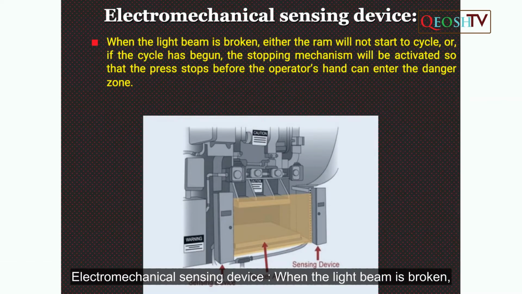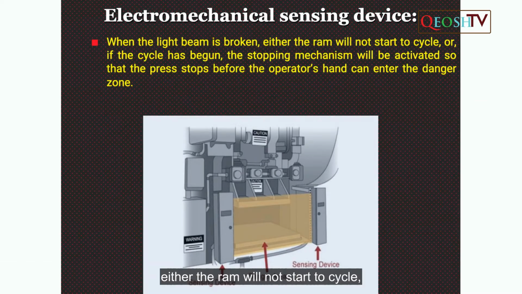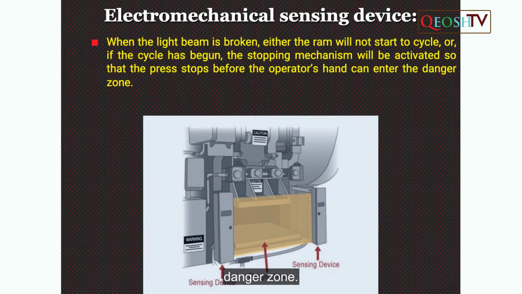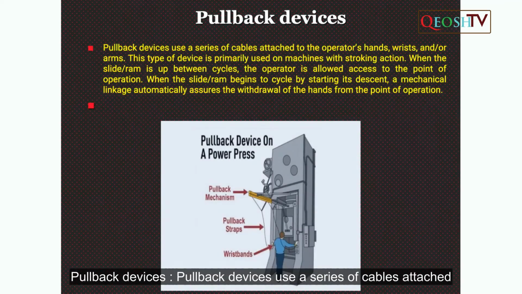Electromechanical sensing device. When the light beam is broken, either the ram will not start to cycle, or, if the cycle has begun, the stopping mechanism will be activated so that the press stops before the operator's hand can enter the danger zone.